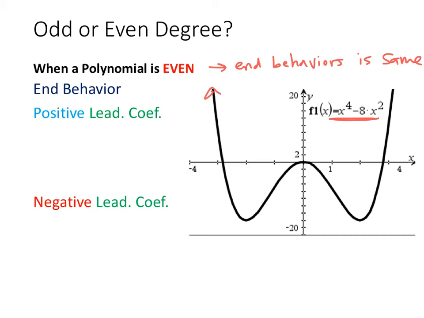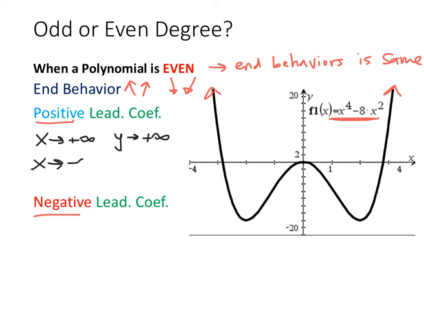Notice that the end behaviors are both going in the same direction. If they're going up, they're both going up. And if it's negative, they're both going to be going down. So with a positive leading coefficient, we can talk about how my y values would be going up. And with the negative leading coefficient, they would go down. And so if I was to write these in terms of x and y, as x goes to positive infinity, y is going to also go to positive infinity. And as x goes to negative infinity, y is going to go to positive infinity. So it doesn't matter, the y's are still going to go in the same direction.